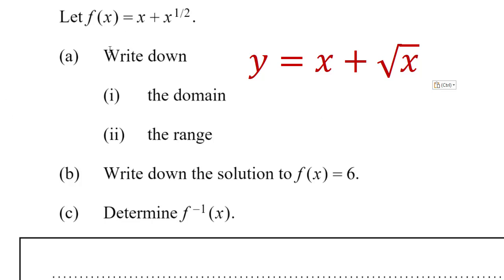So "write down" is a command word in the IB, meaning there's no need to show working, and in fact it'd be wrong to show working. Wrong in the sense that you should be able to do it by mathematical intuition. I'll come back to that.